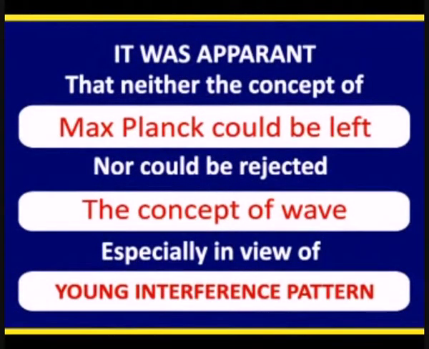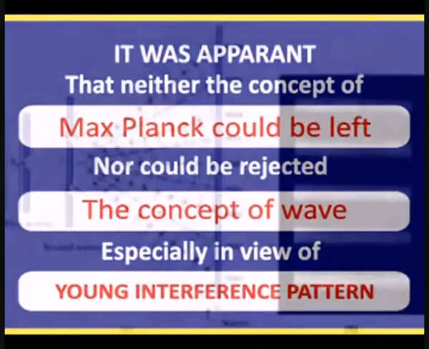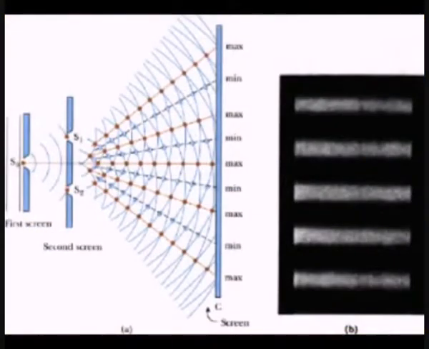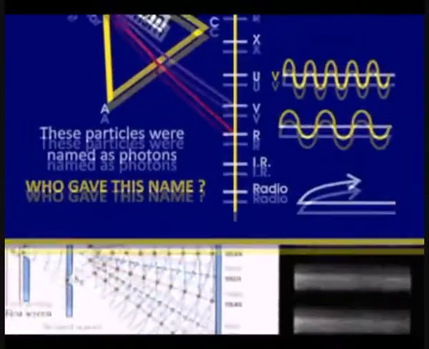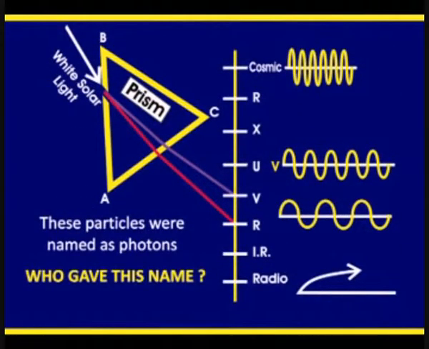It is apparent that we could neither leave the concept of Max Planck, that light is a particle because it is energy, nor reject the concept of a wave because of the interference, that is, the destructive interference given by Young. Neither can we leave Young's experiment, nor the energy as particles, therefore light should be both. Therefore the solution emerges in the form of the dual nature of light.